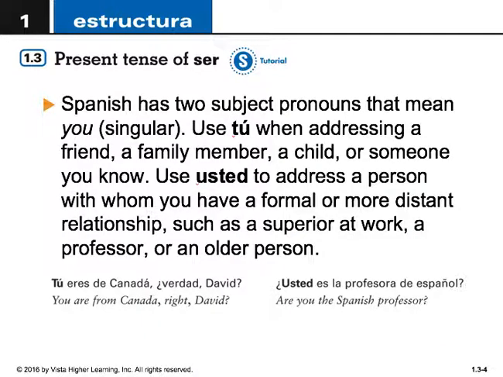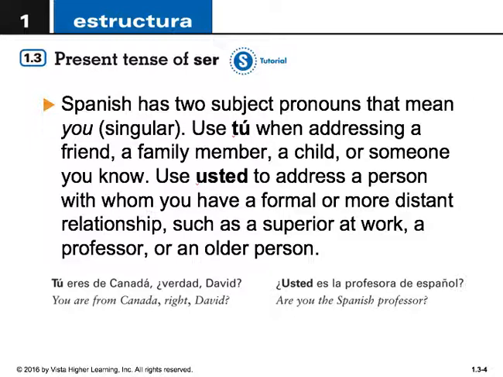Do notice that Spanish has two subject pronouns that mean you. We have tú, that you would use when addressing a friend, a family member, a child, or someone that you know. It expresses a familiar relation with someone. Whereas usted is used to address a person with whom you have a more formal or more distant relationship, such as a superior at work, a professor could be, or maybe an older person. It simply shows respect to use usted.